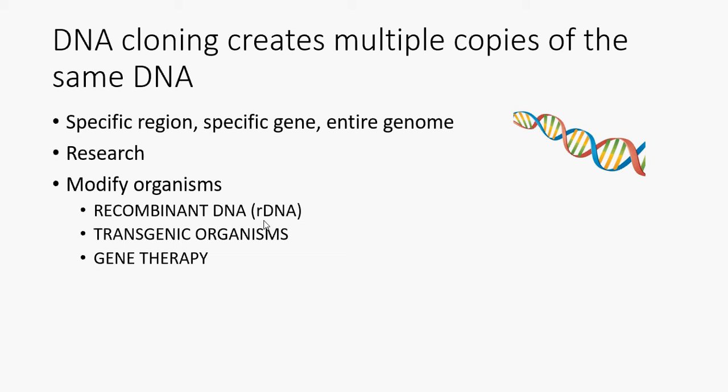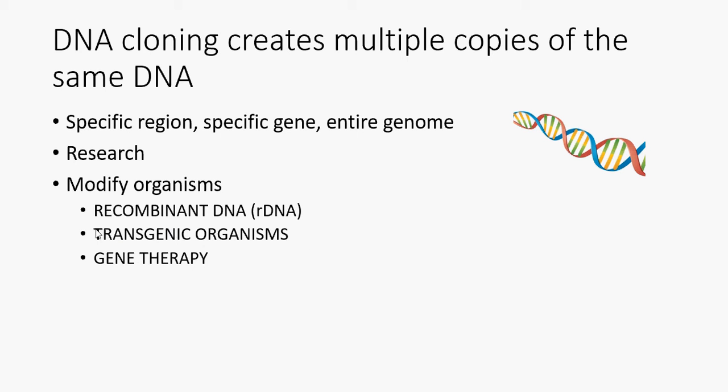So for example, what if there's a gene in one organism that allows that organism to live in extremely cold temperatures? This happens in insects. And we want that gene to then be put into a tomato plant to help tomato plants survive at cold temperatures. We would make recombinant DNA and insert it into that tomato. That tomato would then become a transgenic organism. So trans means across, genic refers to genome. So these are organisms that have genes across species.